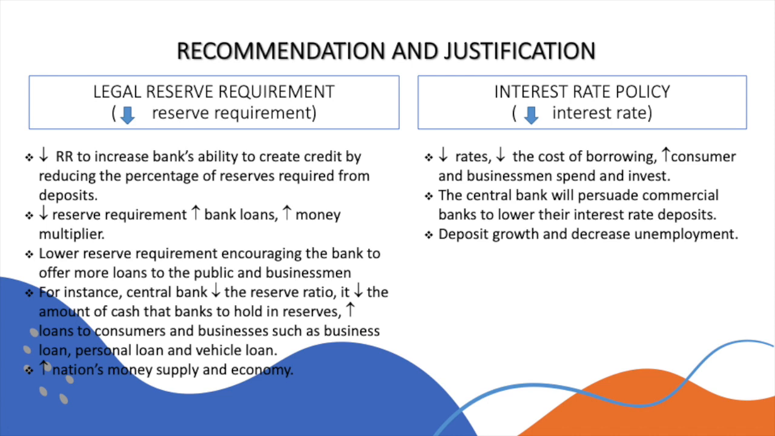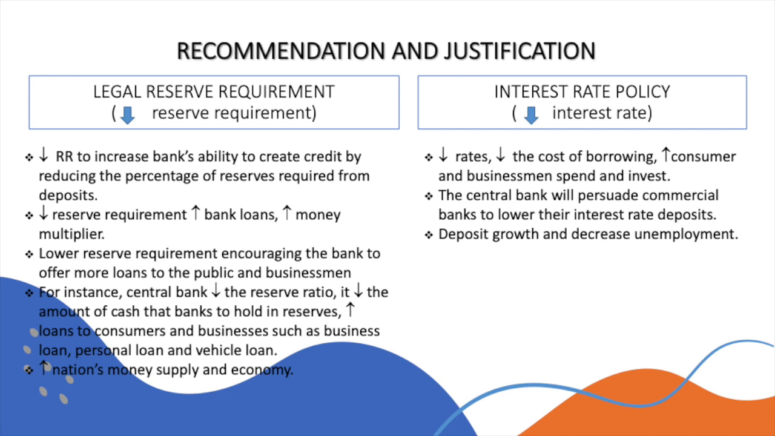For instance, when the central bank decreases the reserve ratio, it lowers the amount of cash that banks are required to hold in reserve. It allows them to make more loans to consumers and businesses, such as business loans, personal loans, and vehicle loans. This increases the nation's money supply and expands the economy.